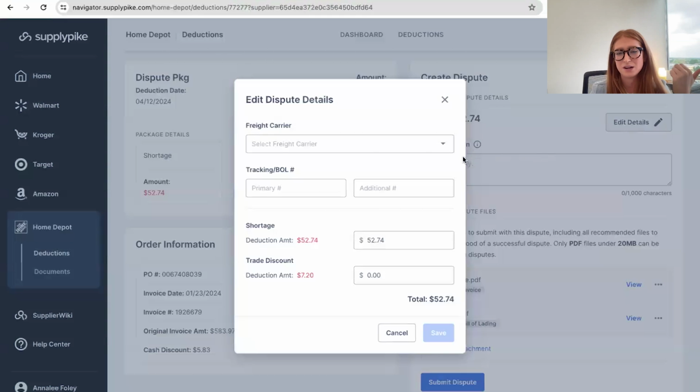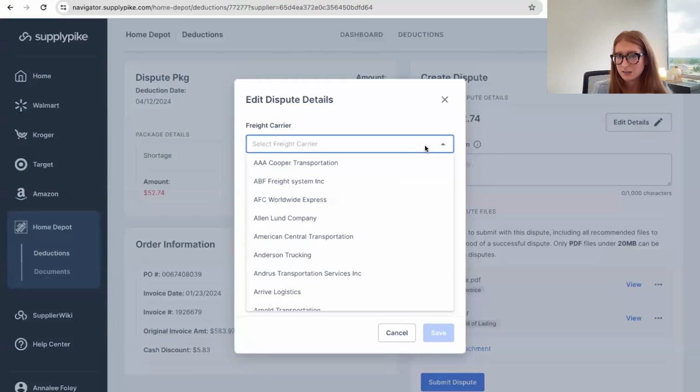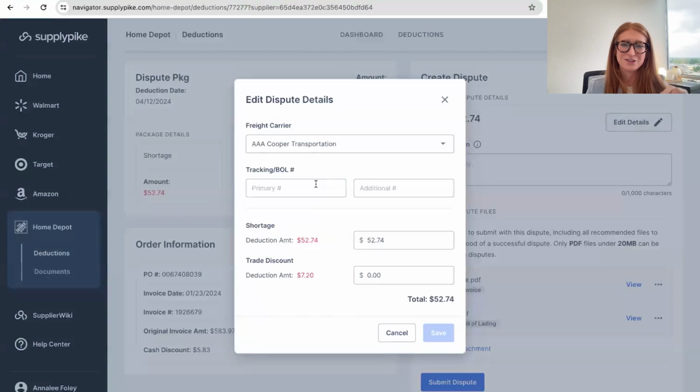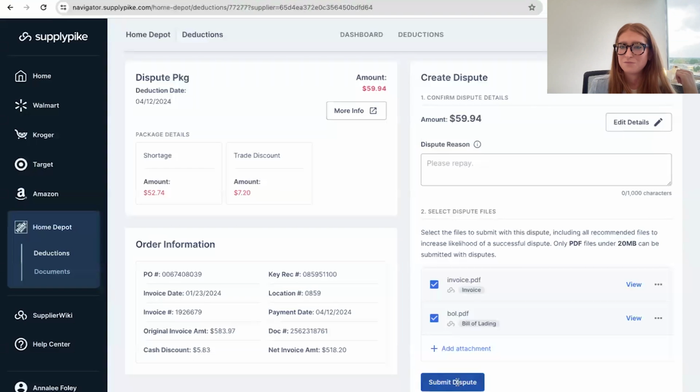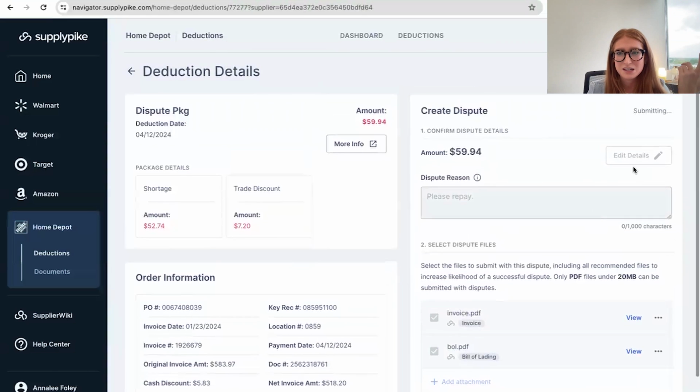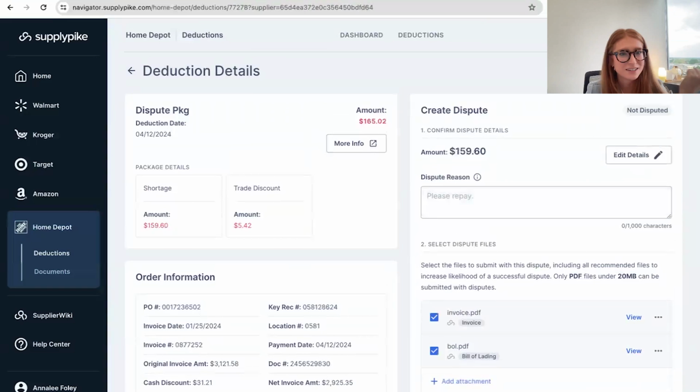But let's say you did want to go ahead and dispute that trade discount for $7.20, or you can add your freight carrier information too as an additional field. So you'll click that edit details, and you'll be taken to this little edit field, and then you can fill in all the information. So we'll select our carrier, we'll throw in our tracking number, and we'll even throw in $7.20 for that trade discount. Our total amount got updated. We'll save, and bam, we sent off that dispute. So really exciting. And then we can move on to the next one.